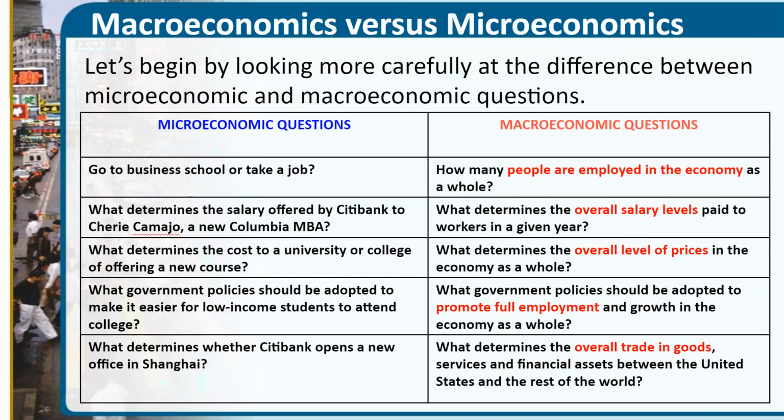So when we look at things like, do we go to business school or do we take a job? That's a very microeconomic type of question versus how many people are actually employed in the economy. That's a macro question. So when we look at what's the salary that's offered by a company in order to take a job versus what are salary levels across the board, that's more the aggregate. We see that more in macro. And you get the idea in terms of the macroeconomy versus the microeconomy here.